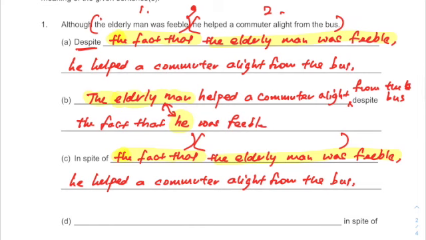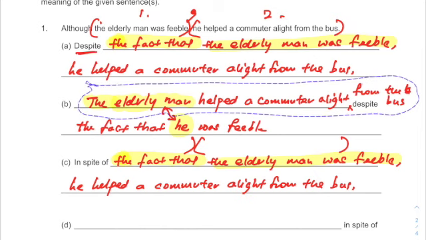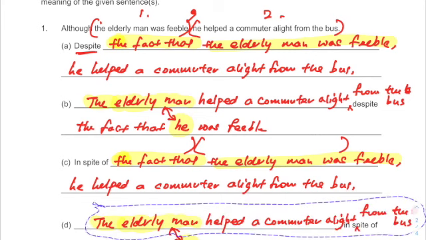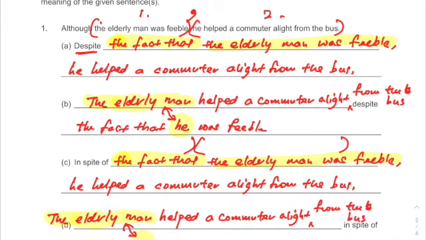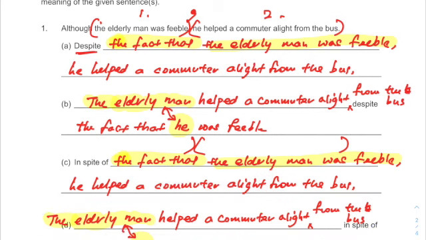So, likewise, it's the same thing for in spite of coming in the center of the sentence, right? So I'm just going to go ahead and copy this over as well. So the elderly man helped a commuter alight from the bus in spite of the fact that he was feeble is exactly the same.